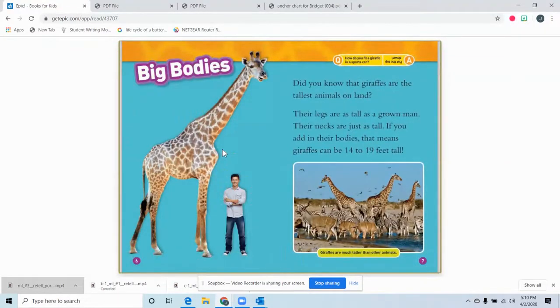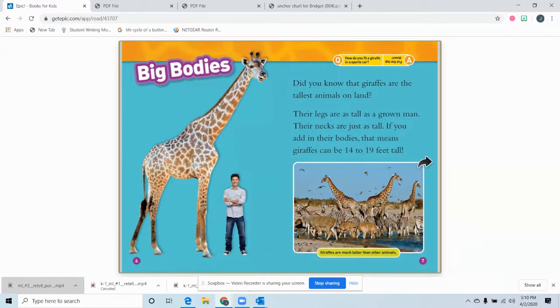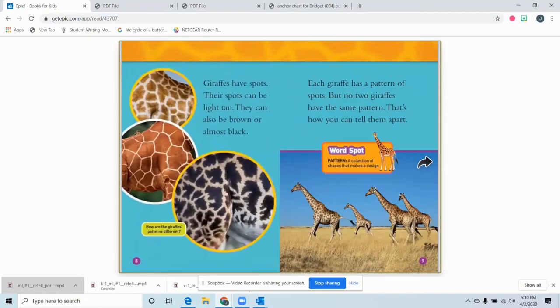I'm just going to read it to you. It says, did you know that giraffes are the tallest animals on land? Their legs are as tall as a grown man. Their necks are just as tall. If you add in their bodies, that means giraffes can be 14 to 19 feet tall. See how they're as big as a grown man here, his legs? Let's turn the page. They're much taller than other animals.